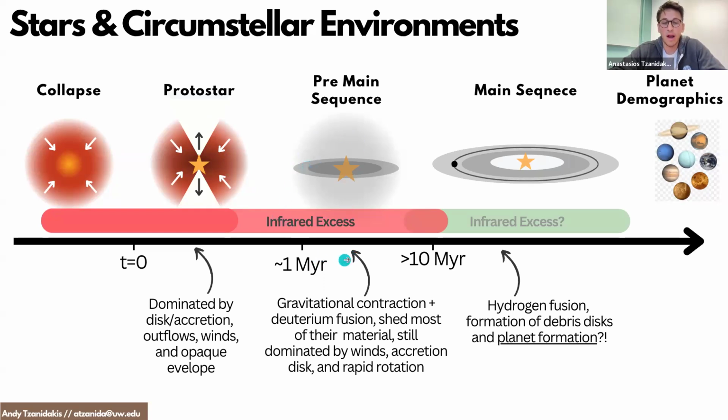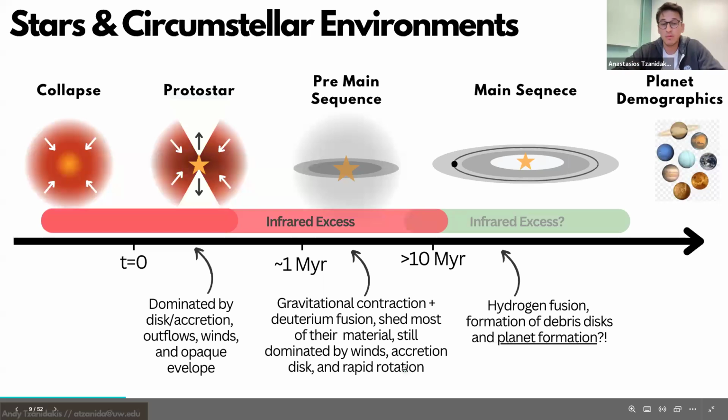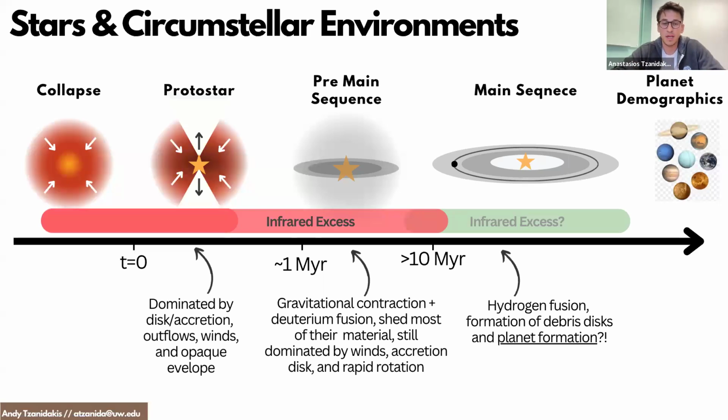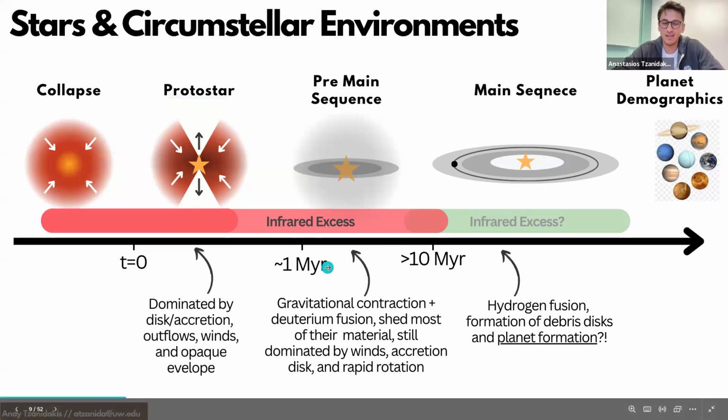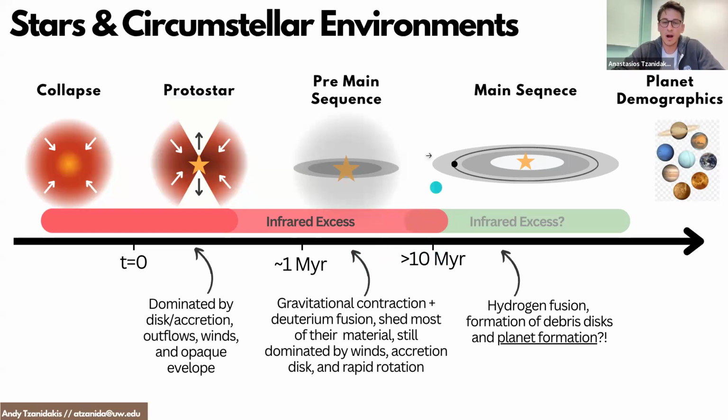This is right after the 1 million year mark, where we're still dominated by gravitational contraction and some deuterium fusion begins to kick in. But even in this phase, stars are exhibiting all sorts of complex stellar variability that is mostly driven by accretion and winds. The stars are also rapidly rotating, so there will be all sorts of really complicated variability. And then after the 10 million year mark, the star should finally be arriving on the main sequence, where we begin to see hydrogen fusion.